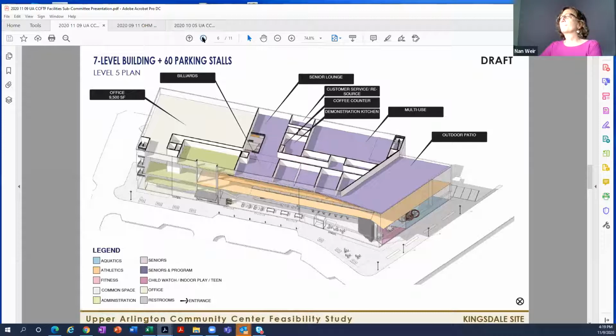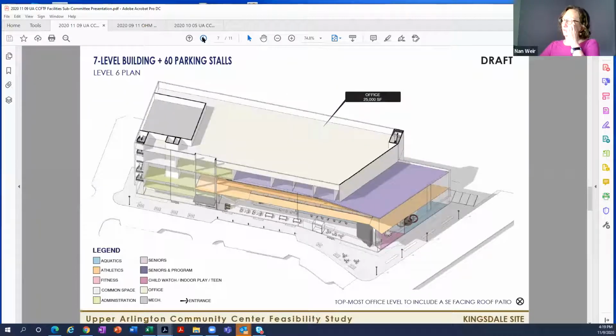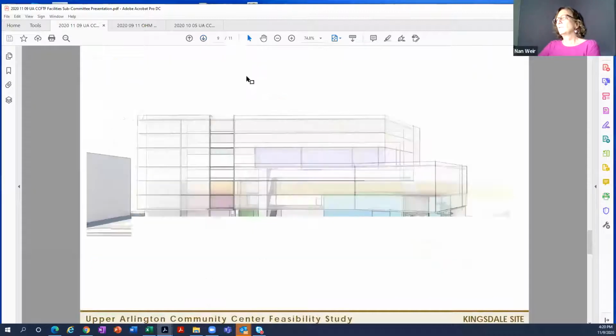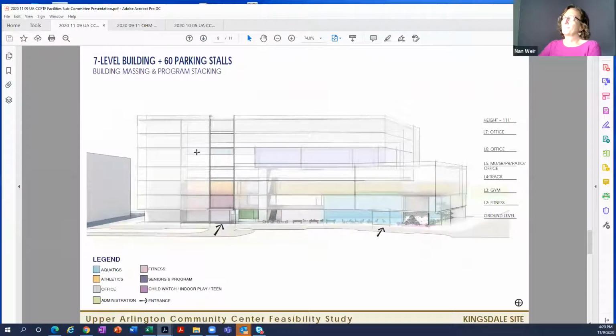And then the next 2 levels, we did go ahead and show, we're really envisioning that there'd be like a 2-story mechanical space. So we're showing that on both the 6th level and the 7th level. So you can see that here, and obviously when the building gets actually designed, that will be more specifically located, but we're thinking this makes sense from a service perspective. And then we're still showing this building massing and stacking diagram.